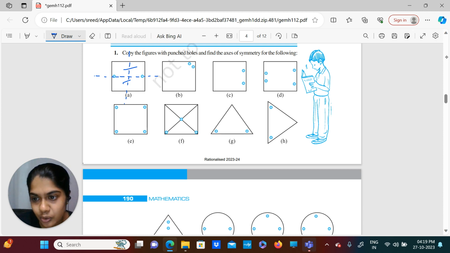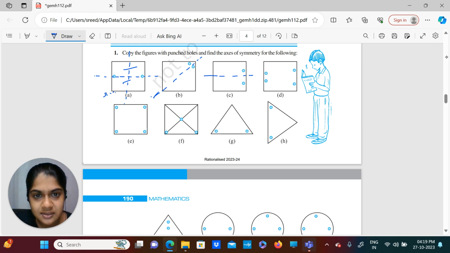Okay, so we cannot draw slanting lines. For this figure I can draw a line of symmetry like this. Correct? This is a line of symmetry. If I draw like this also, it will not work because the holes will not match here, right?